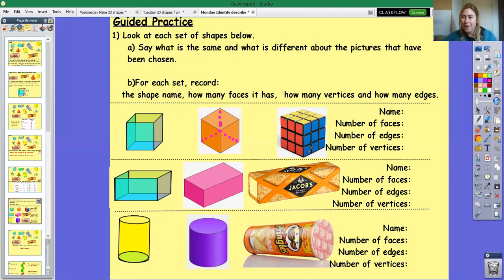And you might have noticed that I've given you real objects. So remember that these 3D shapes are real objects too. So we can still find the edges, faces and vertices on those. So let's just go through quickly and fill these in. So we know that the top one is a cube. I'll try and write cube with my mouse. We know that it's got 6 faces. Okay, and this is what I mean.